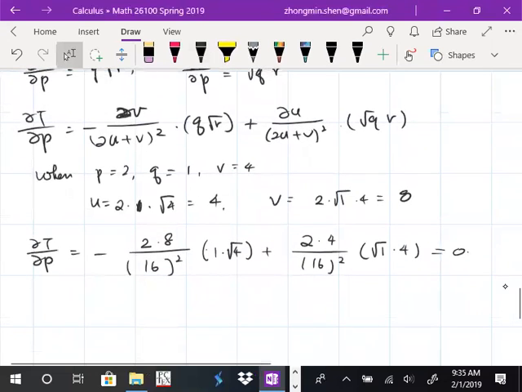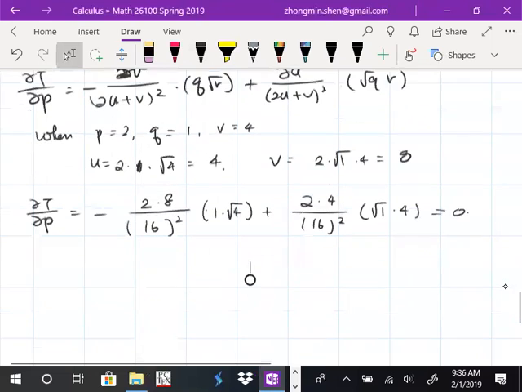You don't need to get the final expression in terms of P, Q, R for the partial derivative. You can keep U and V, but you just need to find the corresponding values for U and V, then you simplify. So this is one type of problem.